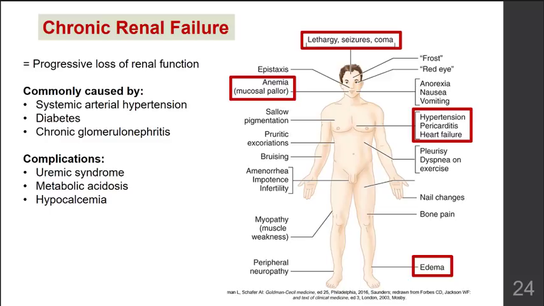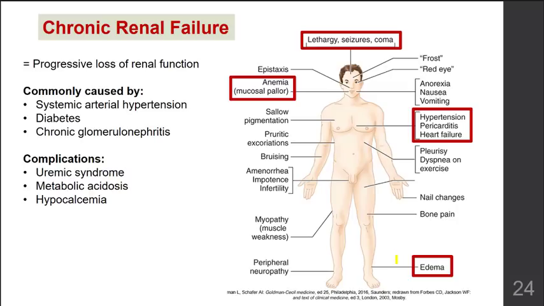Now on to chronic renal failure, which is defined as progressive loss of renal function. There are various different causes. You can see systemic arterial hypertension, diabetes, and chronic glomerulonephritis, all of which can lead to progressive loss of renal function. In terms of complications, you can see the terms uremic syndrome, metabolic acidosis, and hypocalcemia, and we'll talk about each very briefly.